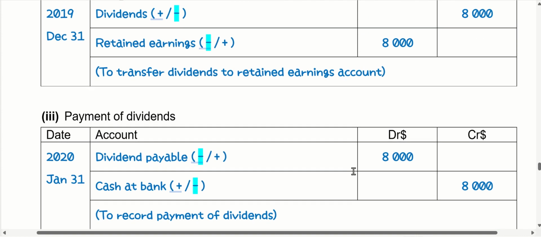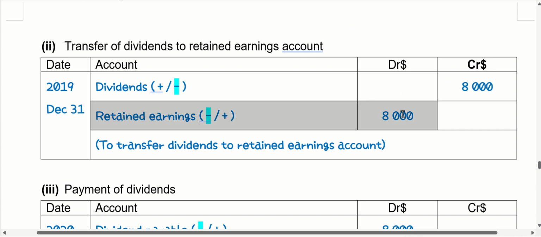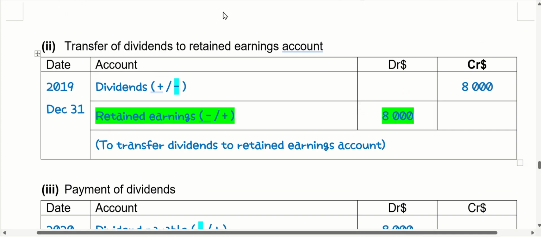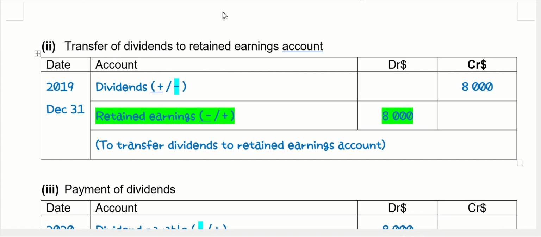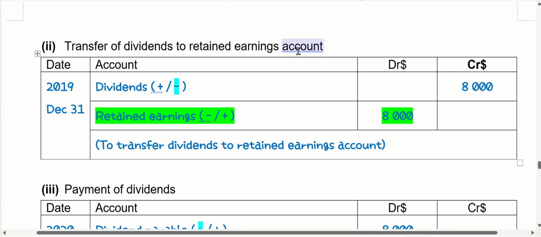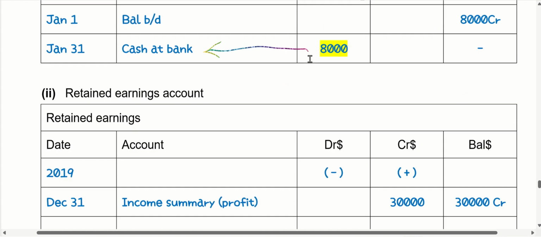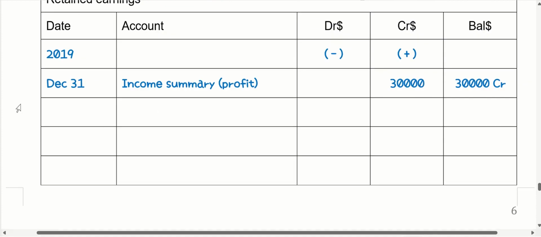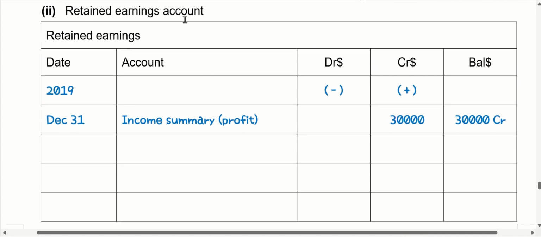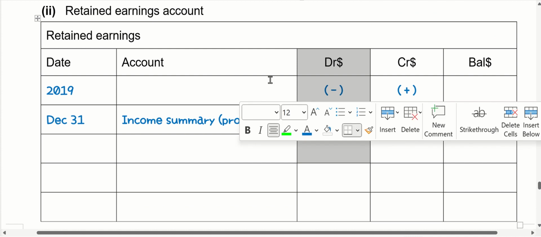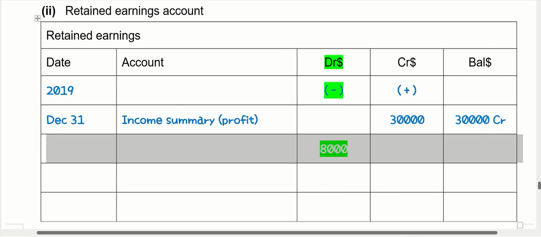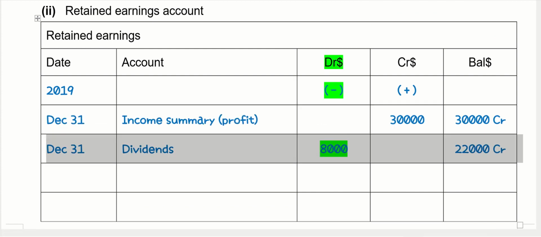So let's take a look at the double entry. What am I doing? I'm actually recording this entry. I'm going to reduce my retained earnings because I have declared some dividends. Okay, so I am going to reduce my retained earnings. Retained earnings actually reduces, it debits, and it debits by $8,000 because I have declared some dividends.